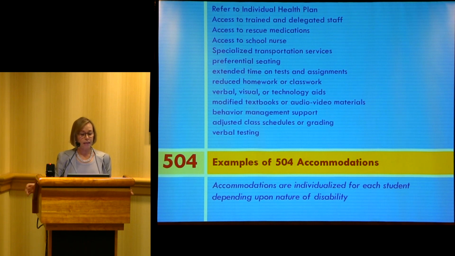Preferential seating whenever necessary. Extended times on tests or assignments. Reduced homework or classwork. Another thing that we may do is make sure that a child who maybe has mobility issues has a set of books at home and at school so that they can go back easily and access their information. Behavior management support.